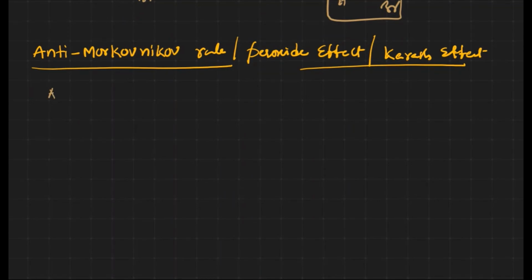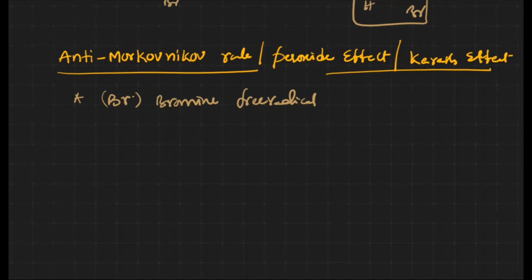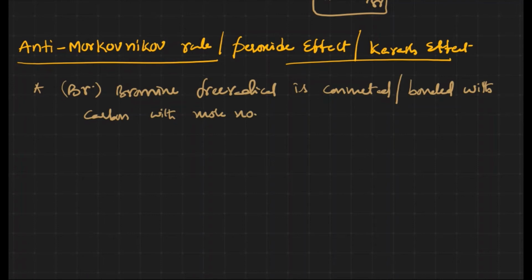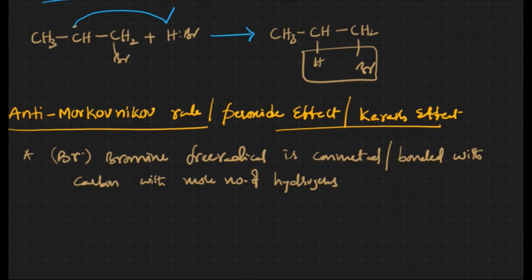Let me write it over here. In this rule, bromine free radical, okay, we can say, is always bonded in this particular reaction, connected or bonded with carbon with more number of hydrogens.